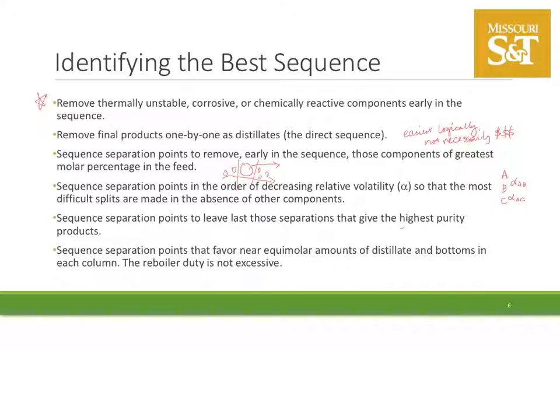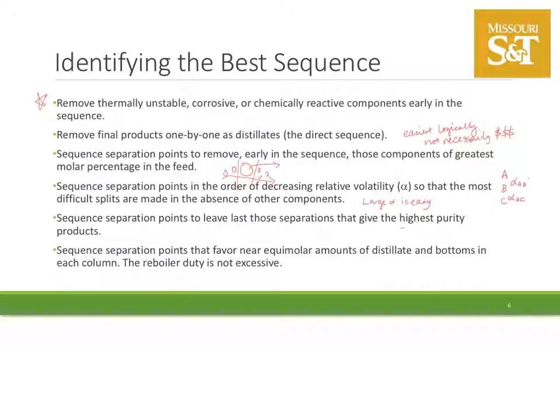Okay, and compare those and look for the ones that are easier. The larger that alpha is, that's going to be your easiest one. So the larger alpha is, the easier the separation will be. Okay.